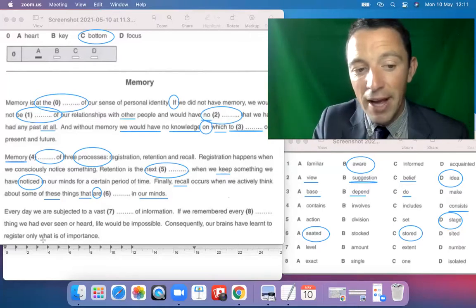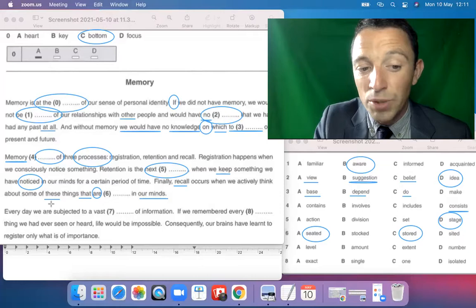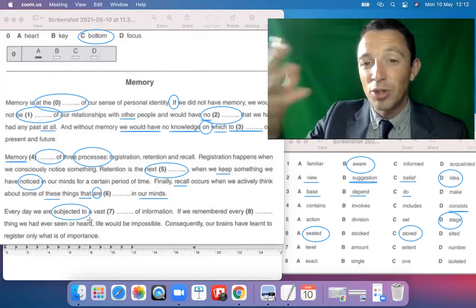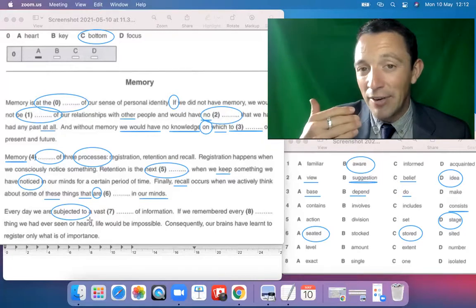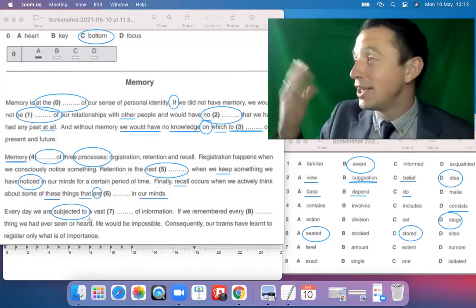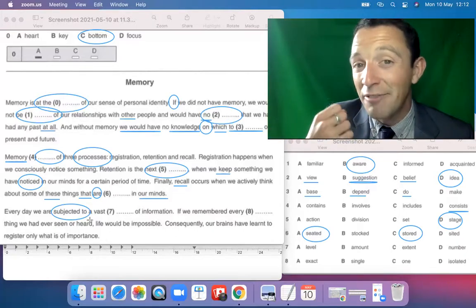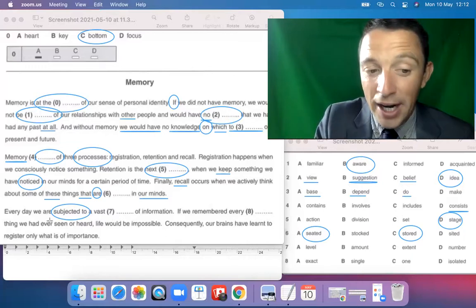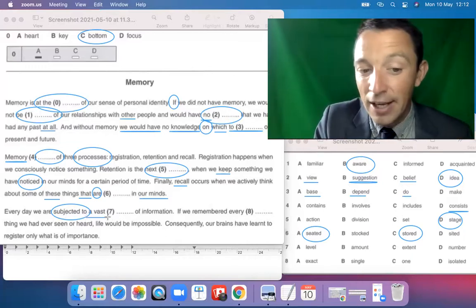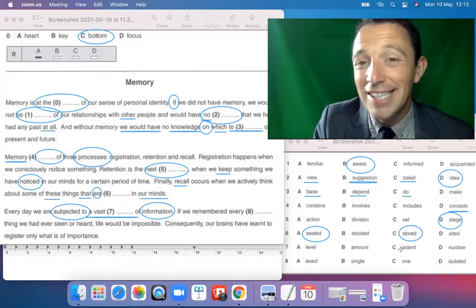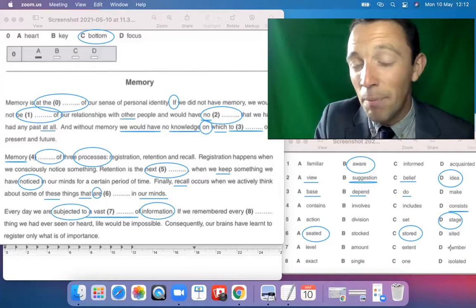The final paragraph: every day we are subjected to. That's very, very fluent vocabulary. It means you experience, you have to see, you have to experience, but you maybe have no choice. So today we are subjected to bad weather. We have to endure, we have to tolerate the bad weather. So here we are subjected to a vast something of information. So the context is information and the clue is vast: a vast level of information, a vast amount of information, a vast extent of information, a vast number of information.